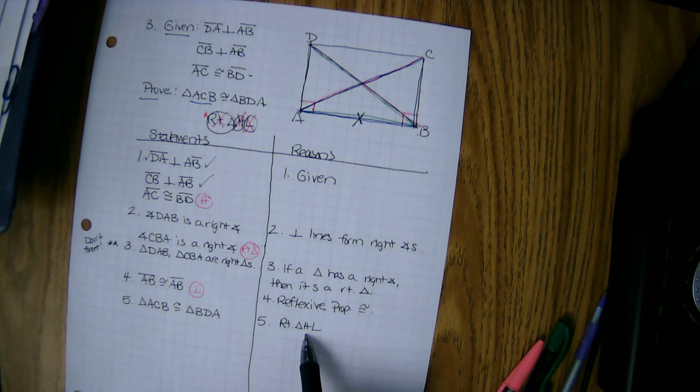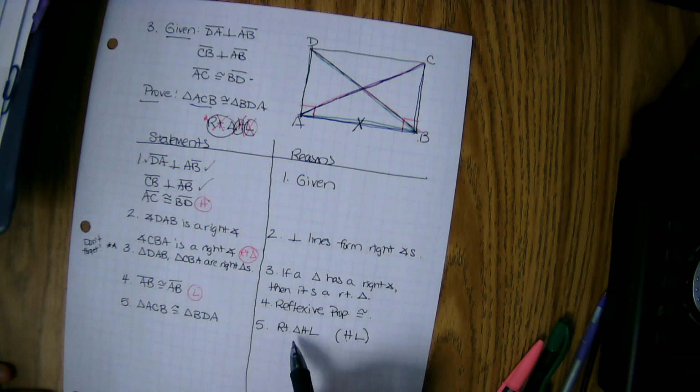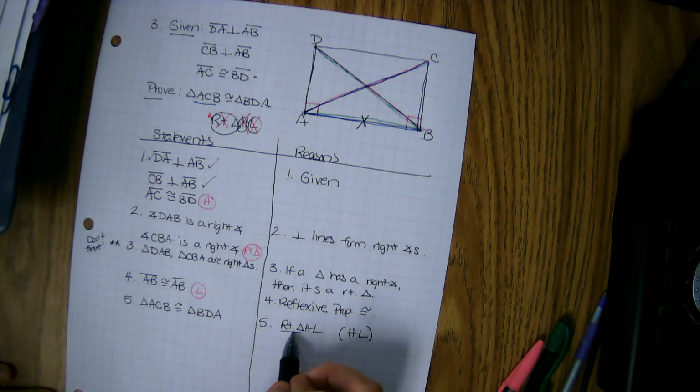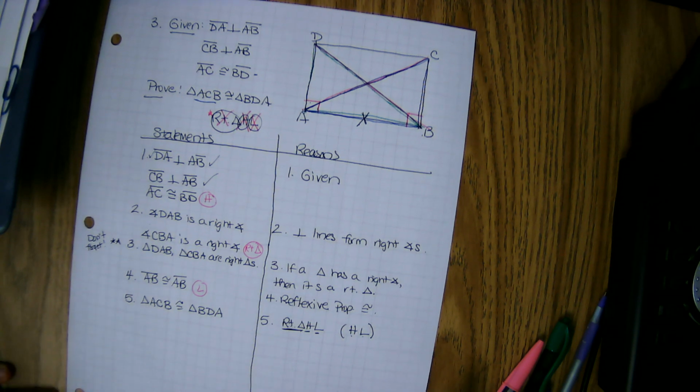And our reason is right triangle HL. You will see that, especially if you're looking at a Regents exam or Regents question, and I'll accept this as well as HL as opposed to right triangle HL. I like to call it right triangle HL, so it's a little extra reminder that you need to state they're right triangles first and then do the HL as well.